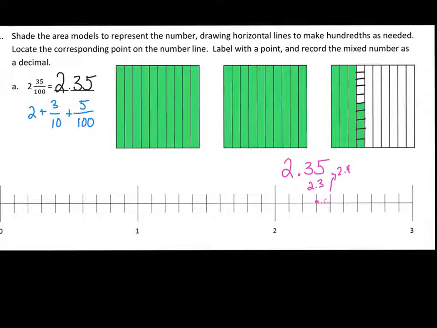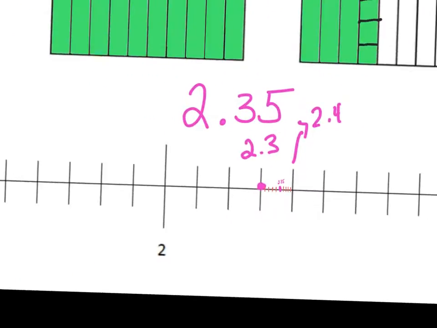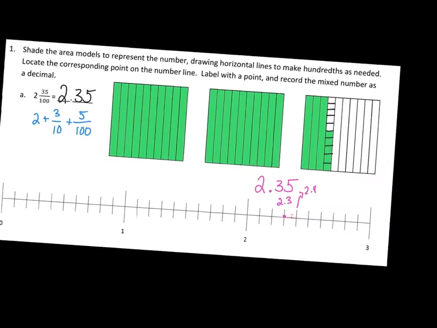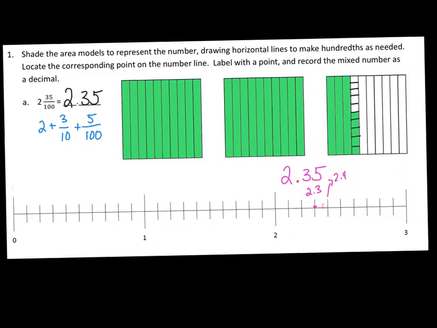This is right here broken up into tenths, and then we're zooming in. Look how small the hundredths is compared to the tenths. Woo, a lot of fun. Excellent. So let's move on.